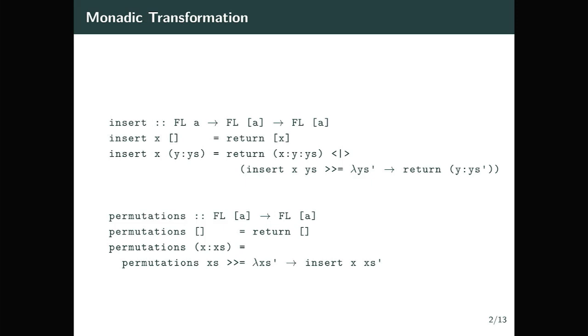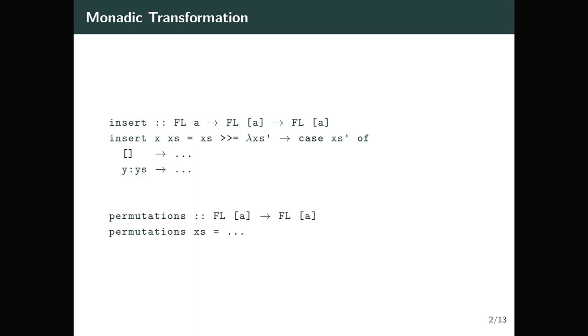Unfortunately, that's not enough. First of all, we cannot pattern match on the second argument anymore, because now it's packed into our monad. So we first have to unpack it, which can again be done by the bind operator here. The same can be done for permutations, same issue here.